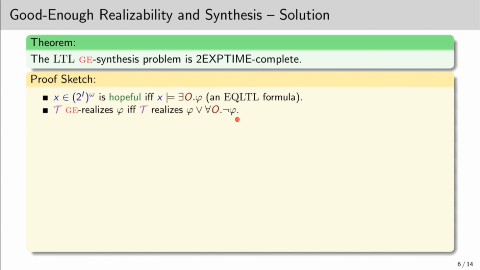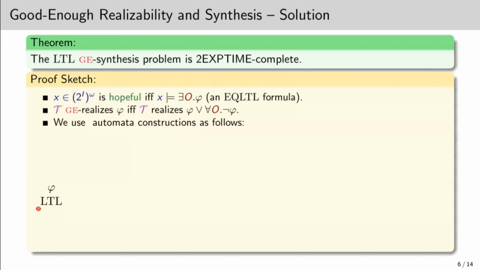And this is because this formula says that for every input X, either the computation induced by T satisfies phi itself or X is not hopeful. So now all we need to do is solve synthesis for this formula. We do this via a sequence of automata constructions.